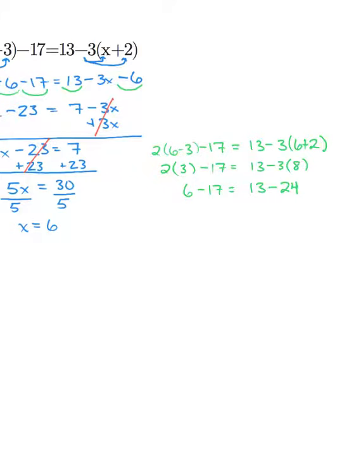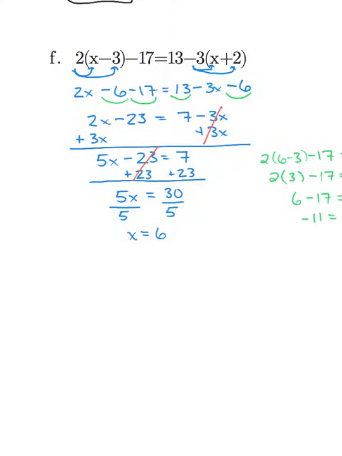And now if we combine our numbers together, we want to subtract and keep the sign of the larger number. So 6 minus 17 is negative 11. 13 minus 24 is also negative 11. And so this checks out. Our final answer is in fact x equals 6.